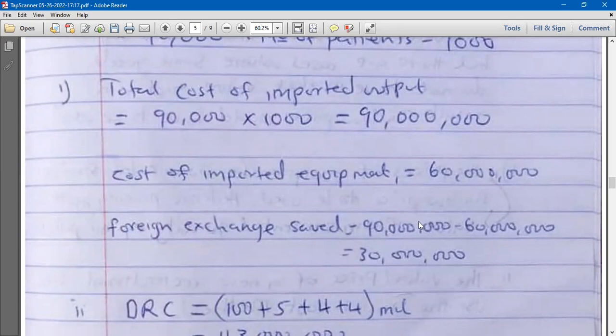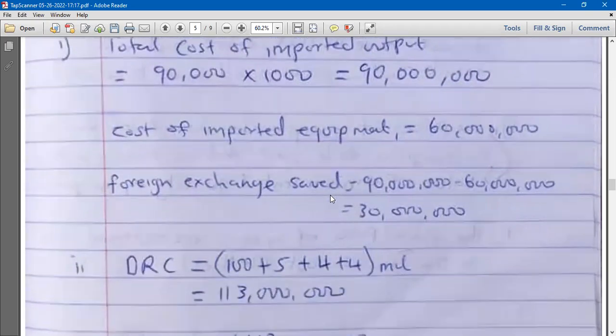This question is not difficult at all. At times it just takes only one page, but you just need to know what you are looking for. So this is for part two. I think the second one was to find the domestic cost ratio.